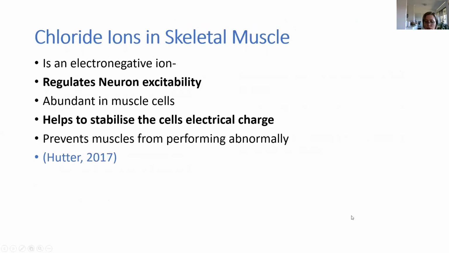As mentioned, chloride is an electronegative ion that regulates neuron excitability and is abundantly found in muscle cells. It is involved in the normal function of muscle contraction by helping stabilize the cell's electrical charge. It stops the muscles from performing abnormally.